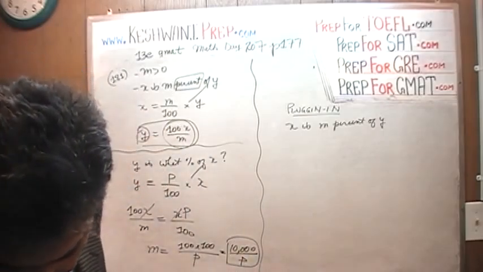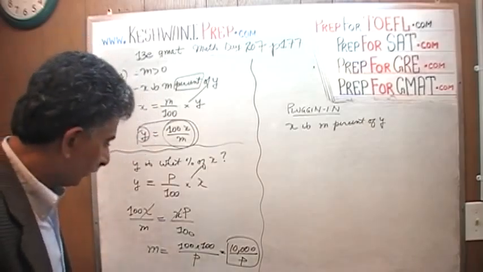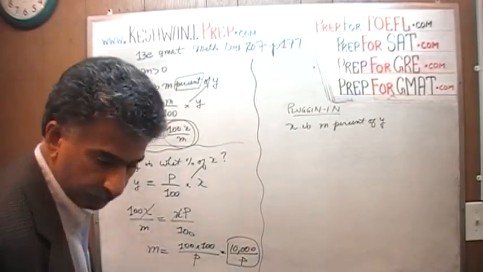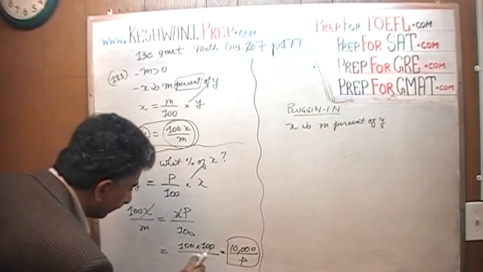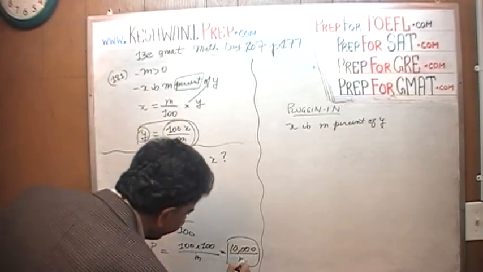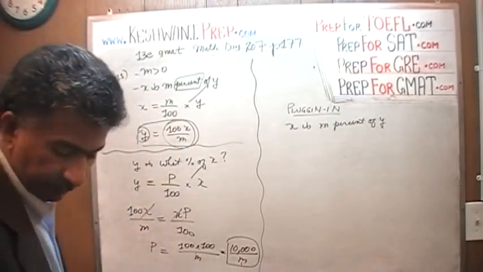Oh, oops. We are solving for p, the unknown. We are not solving for m. We are solving for p. So p equals 10,000 over m. That's it. That's your answer. That's answer choice E.